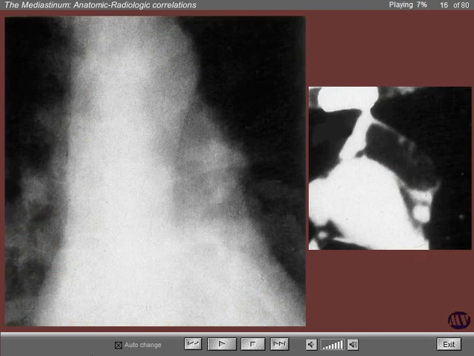This is another density that is seen along the left heart border. We can see the hilus through this density, and it proved to be another small thymolipoma. The CT examination showed the fatty nature of this mass.